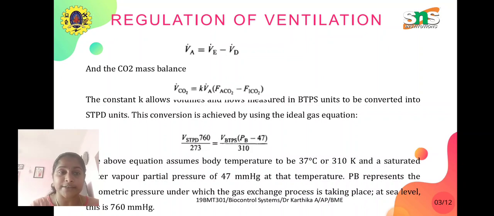The conversion is achieved by using the ideal gas equation: VSTPD times 760 by 273 is equal to VBTPS times (PB minus 47) by 310. Here the above equation assumes body temperature to be 37 degrees Celsius or 310 K and saturated, with a water vapor partial pressure of 47 mmHg at that temperature. Here PB represents the atmospheric barometric pressure under which the gas exchange process is taking place at sea level.